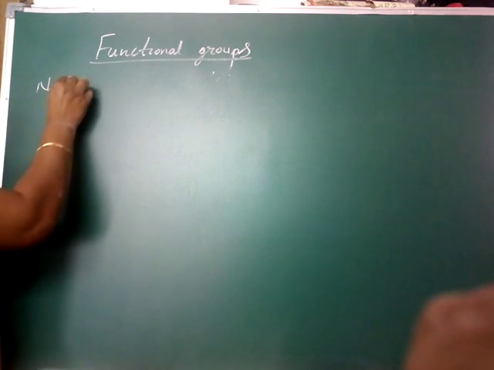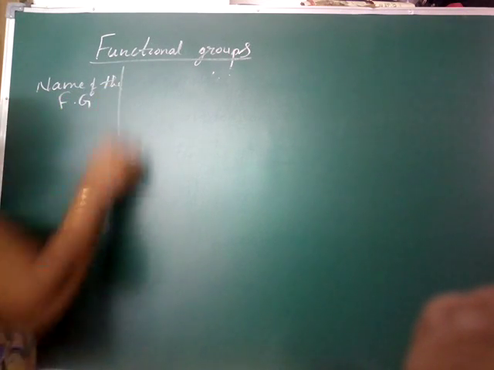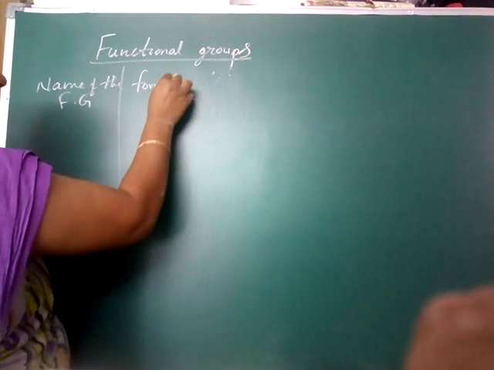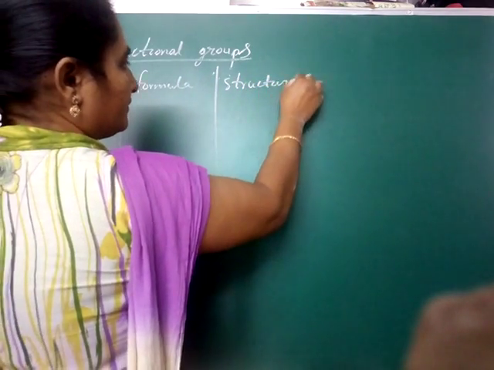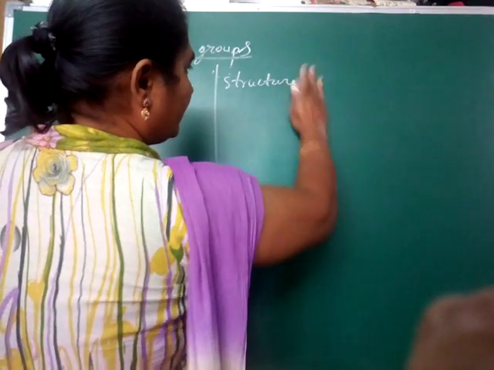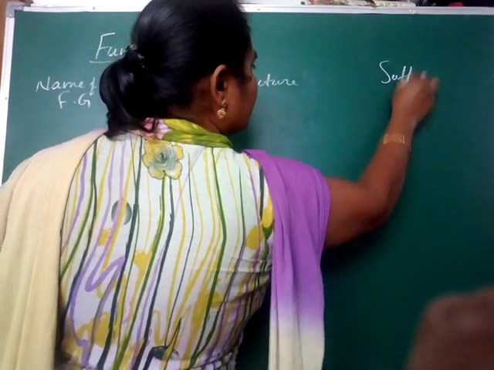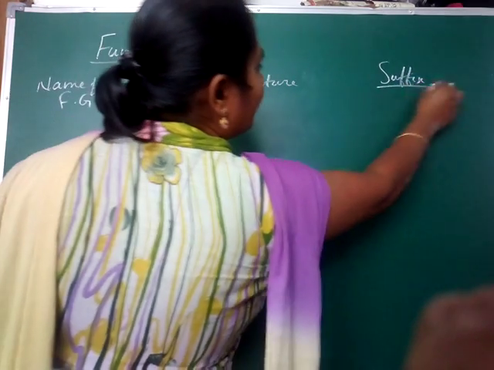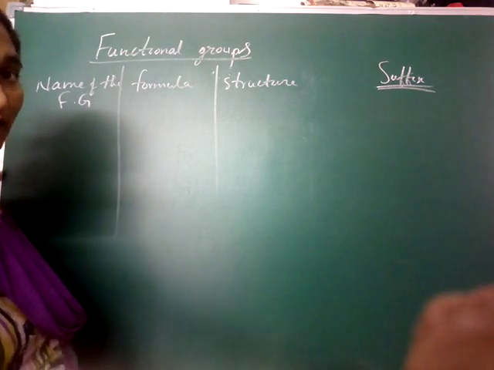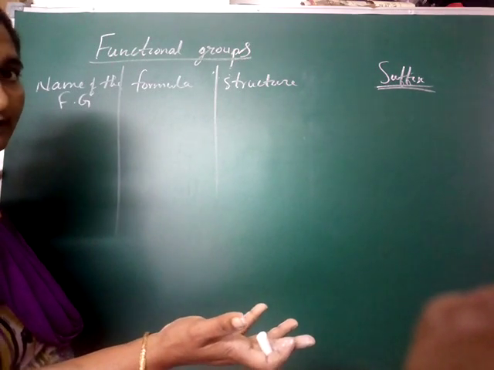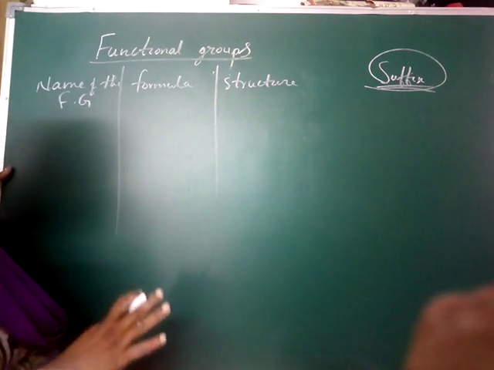First I am writing here the name of the functional group, and formula, and structure. Structure you have to give, and suffix. Suffix means the ending of a name, which you have to write. When we discuss the nomenclature of carbon compounds, at that time you will get this suffix. Keep it in your mind, that's all for now.